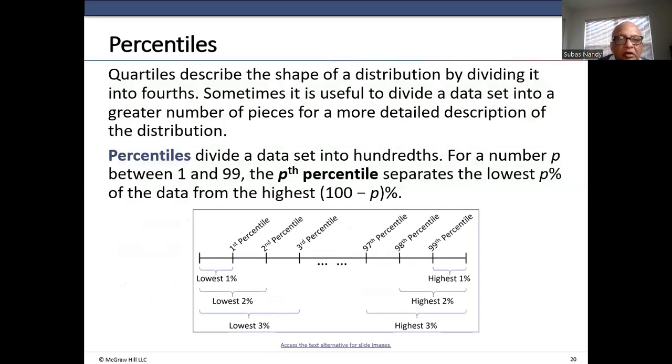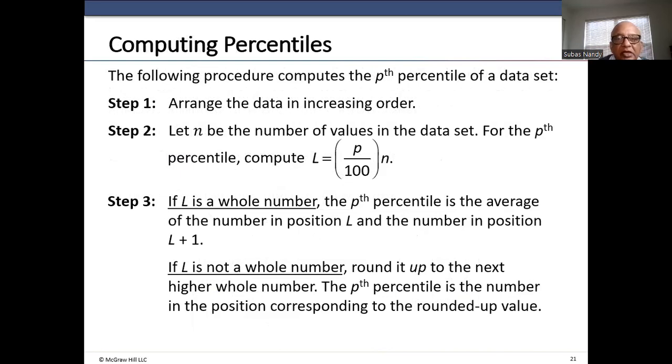Percentiles of our data. So percentiles divide the data set into hundreds. For a number p between 1 and 99, the pth percentile separates the lowest p% of the data from the highest 100 minus p. Arrange the data in increasing order. Let n be the number of values in the data set. For the pth percentile, compute L equals p divided by 100 multiplied by n. So if you want the 60th percentile, it will be 60 divided by 100, which is 0.6, multiplied by the sample size. If L is a whole number, the pth percentile is the average of the number in position L and the number in position L plus 1.